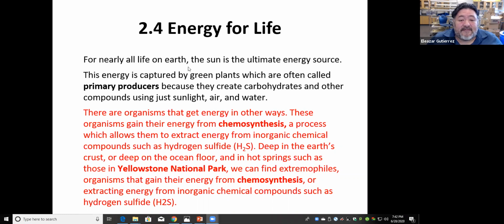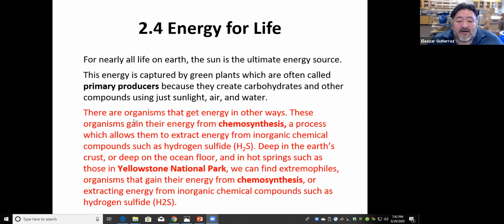For nearly all life on Earth, the sun is the ultimate energy source. We say this because it came as a surprise to us not too long ago that this is not universally true. This energy is captured by green plants, which are often called primary producers because they create carbohydrates and other compounds using just sunlight, air, and water. So again, this is very, very important.